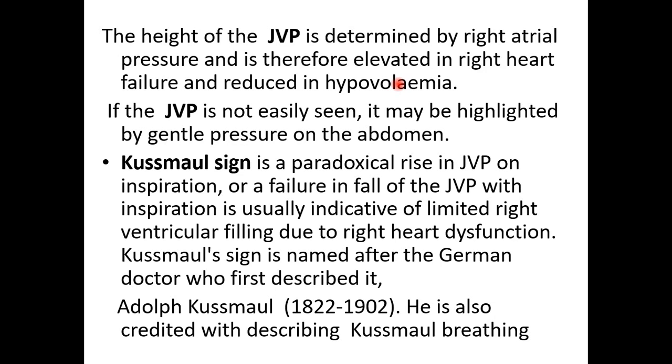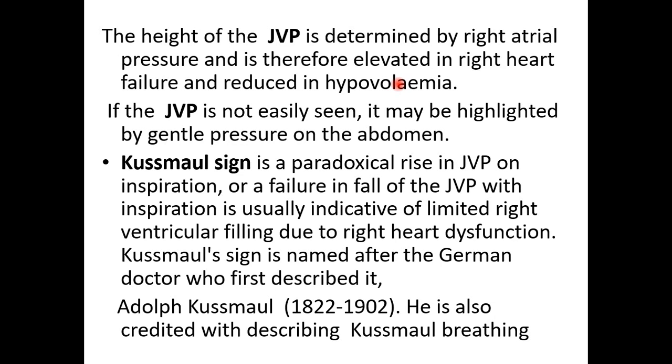right ventricular filling. Why does Kussmaul sign happen? It means right heart dysfunction. Kussmaul sign is named after the German doctor who first described it. Of course, we have Kussmaul sign, and you have the Kussmaul breathing. So Kussmaul sign is a paradoxical rise in jugular venous pulsation during inspiration. This is Kussmaul sign. It indicates limited right ventricular filling, for example in massive pericardial effusion.